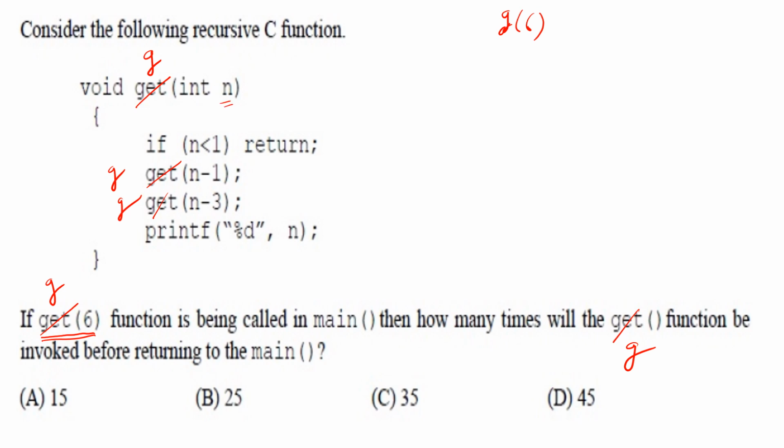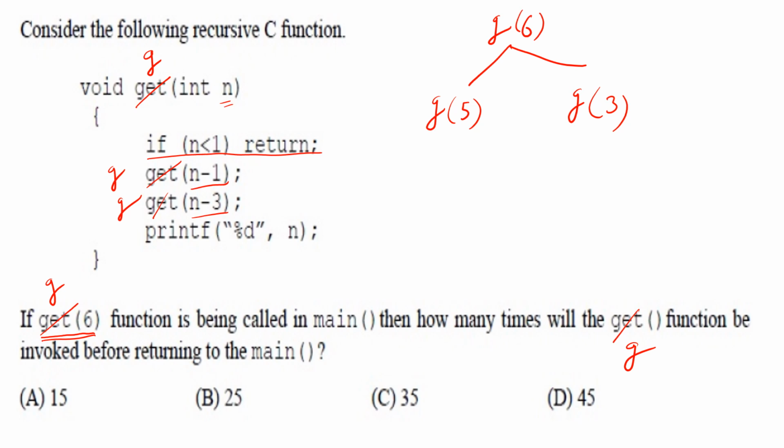So n is 6, this condition is false, so now we call g with parameter n minus 1 and n minus 3. So the actual value of the parameter is 6 for this function g. What we do is we break it into calls like g of 5 and g of 3. n minus 1, 6 minus 1, 5; n minus 3, 6 minus 3, 3. Let us first solve for g of 3.